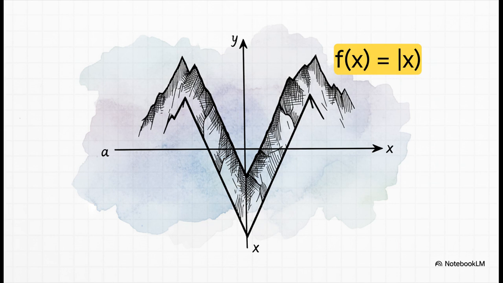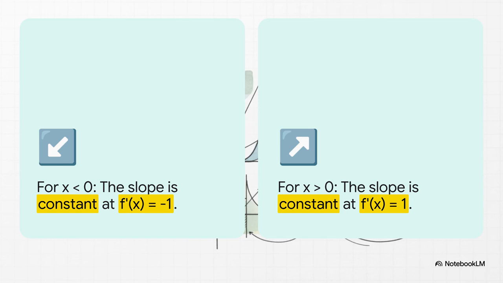f of x equals the absolute value of x. We all know this graph, right? It's that perfect V shape with a super sharp point sitting right at the origin. Now, to find the derivative here, you kind of have to think of this function as two separate lines stuck together. On the right side of 0, the function is just y equals x, so its slope is always 1. And on the left side of 0, the function is y equals negative x, so its slope is always negative 1.